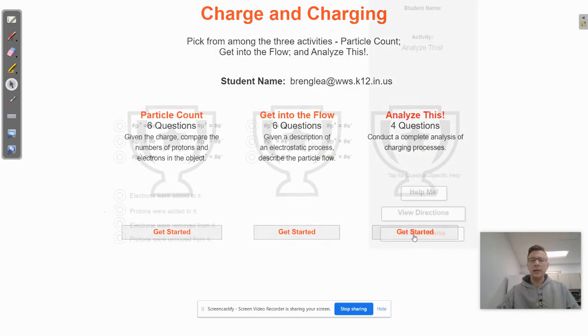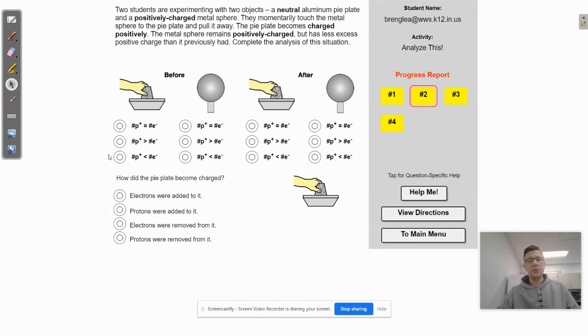Now we'll go ahead and get into the last level, which could be a little bit challenging. So this says 2 students are experimenting with 2 objects, a neutral aluminum pie plate and a positively charged metal sphere. So the first thing, we're going to stop right there. We're going to be able to answer this part right here. It says that the pie plate, which is this guy right here, is neutral. So that means that the protons are equal to the electrons on the pie plate. And then it says that there's a positively charged metal sphere. So that means that there must be more protons than electrons on the sphere, okay?